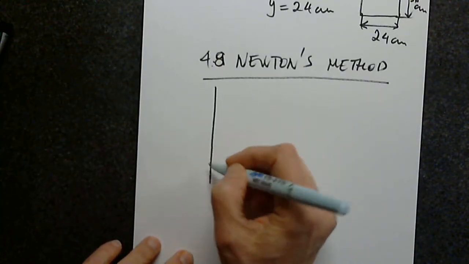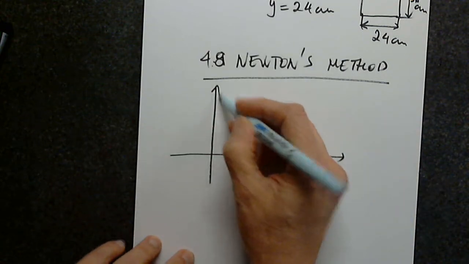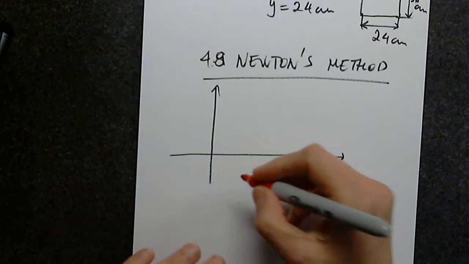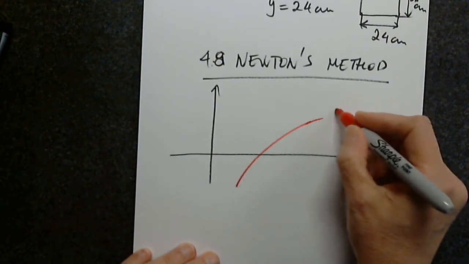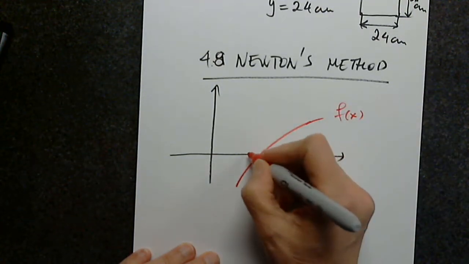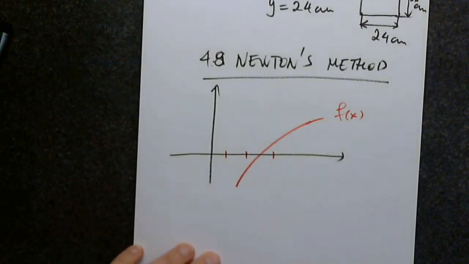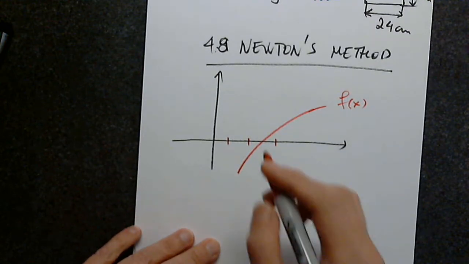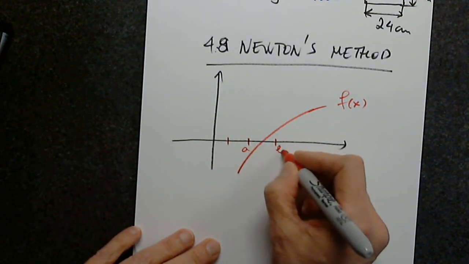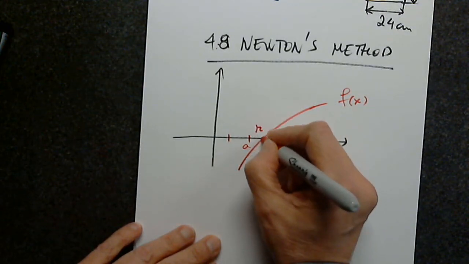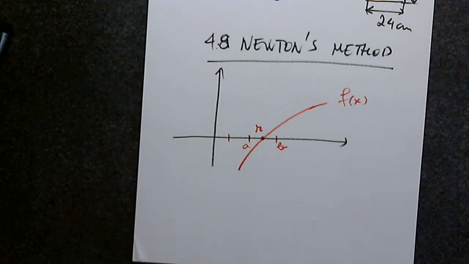So let's look at the function. Here's our function. And let's say I determine that between a and b, the function has a root r, or a solution. How do I determine that, knowing that the function is continuous?